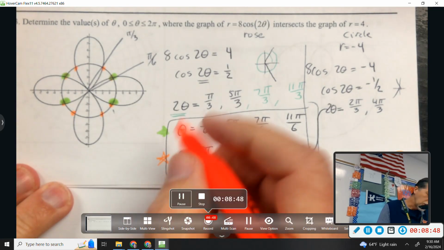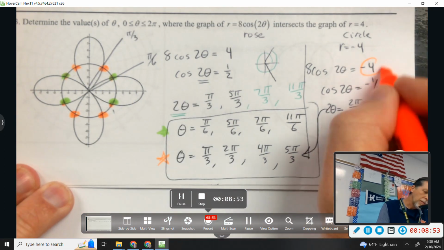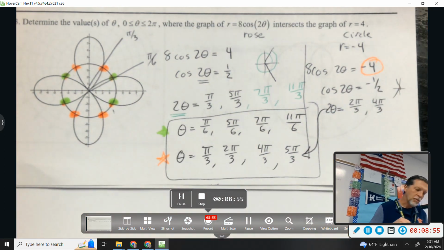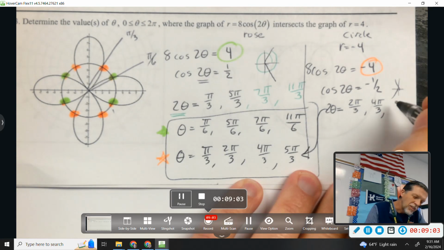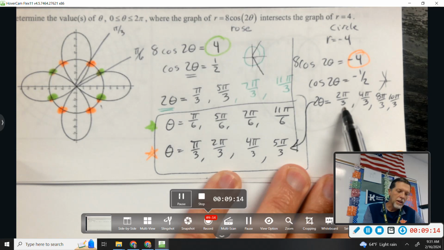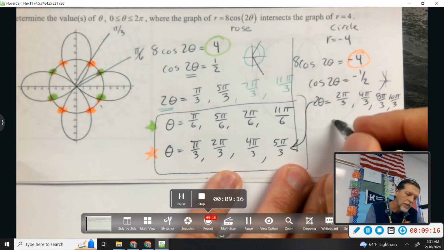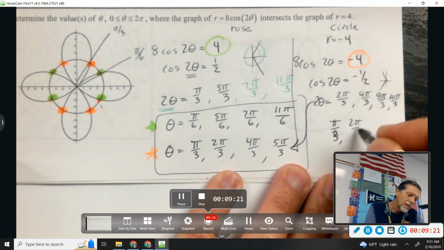These are now the orange answers. Those came from r equals negative 4 as opposed to r equals 4. Let's see, if I add 6 over 3, that'd be 8 thirds and 10 thirds. So when I divide each of those by 2, rather than doing the denominator of 6, I can reduce these. So that would be pi over 3, excuse me, 2 pi over 3, 4 pi over 3, and 5 pi over 3.